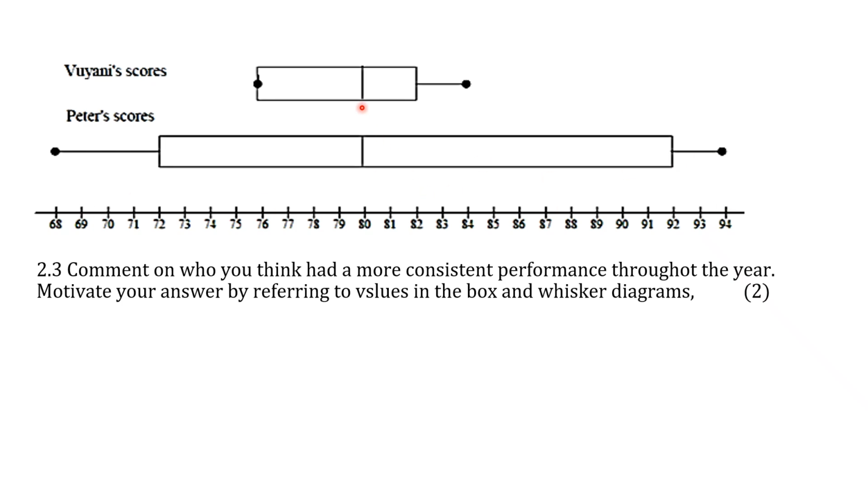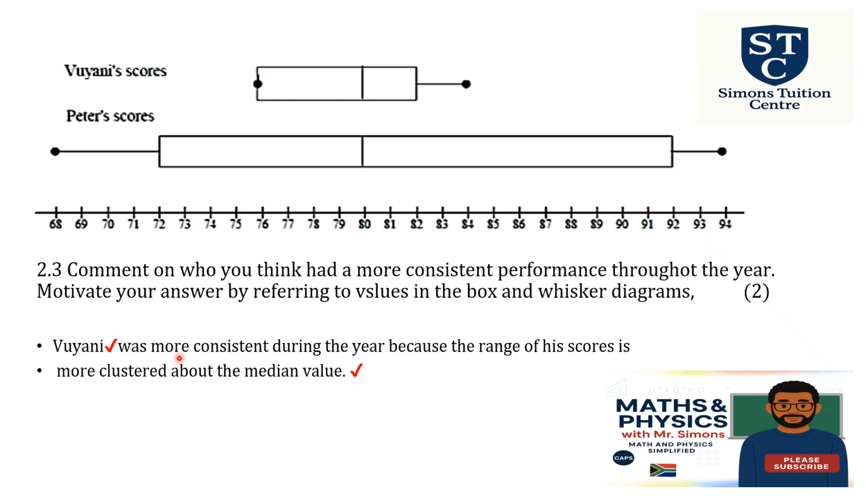But if you look at Vuyani, his minimum is 76%, and his maximum is 84%, and his median is 80. So most of his scores are closer towards the median. Therefore, I can say Vuyani is more consistent. He consistently scores between 76 and 80, up to 84%. He stays in that range. Right? So Vuyani was more consistent during the year because the range of his scores is more clustered about the median value.